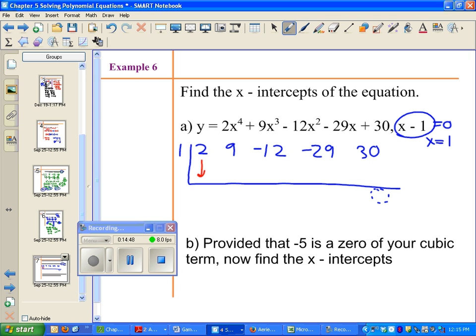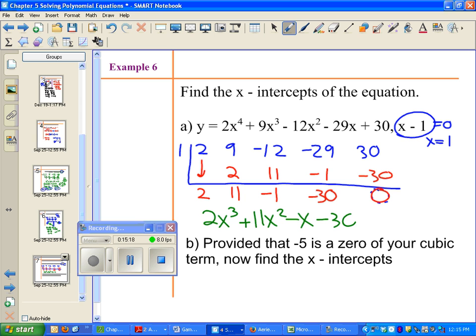So I drop down the 2. I multiply 2 times 1 and get 2. I add and get 11. I multiply to get 11, I add to get negative 1, I multiply to get negative 1, I add to get negative 30, I multiply by 1 to get negative 30, and this does add up to 0. So my resulting cubic term would be 1 degree less, so 2x cubed plus 11x squared minus x minus 30.